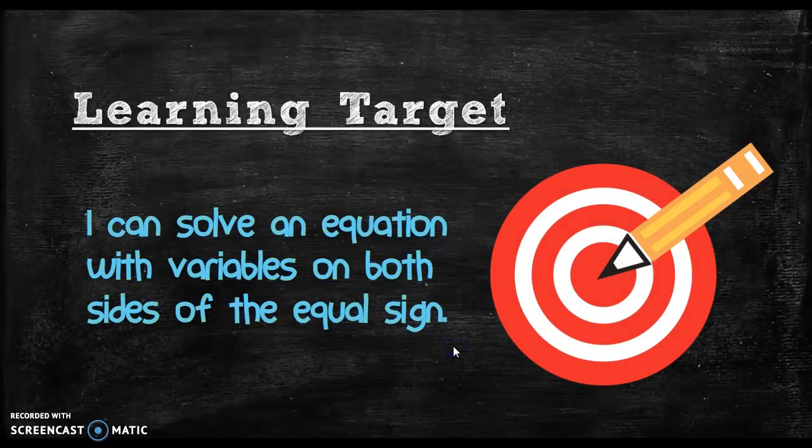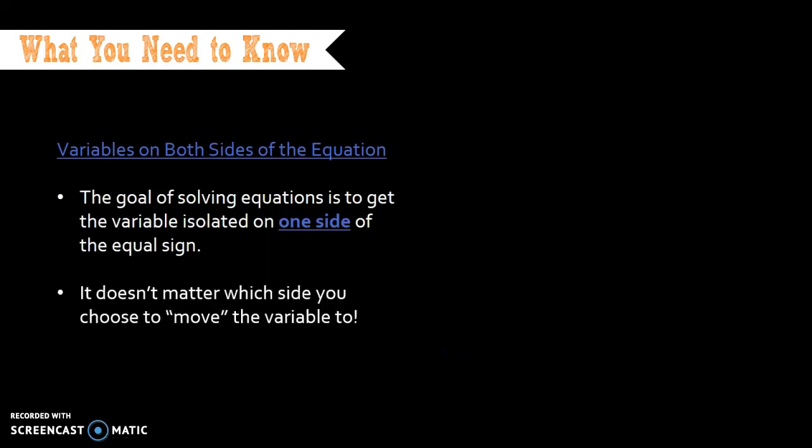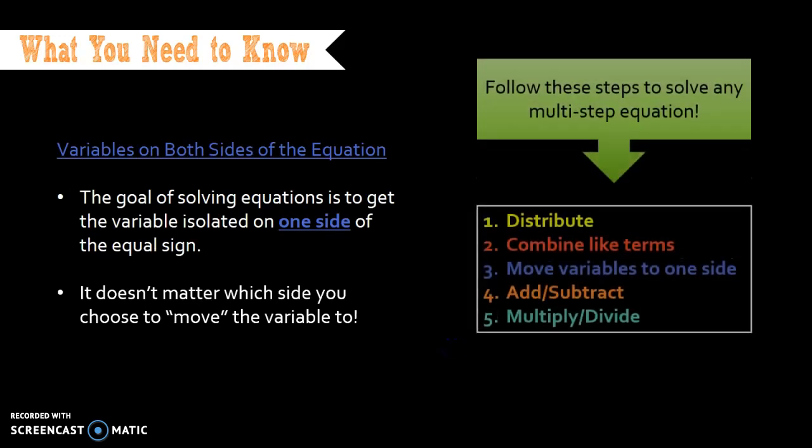I can solve an equation with variables on both sides of the equal sign. Here's what you need to know. The goal of solving equations is to get your variable isolated on one side of the equal sign. And it doesn't matter which side you choose to place your variable, you just want all of the letters together and all of the numbers on the other side of the equal sign.